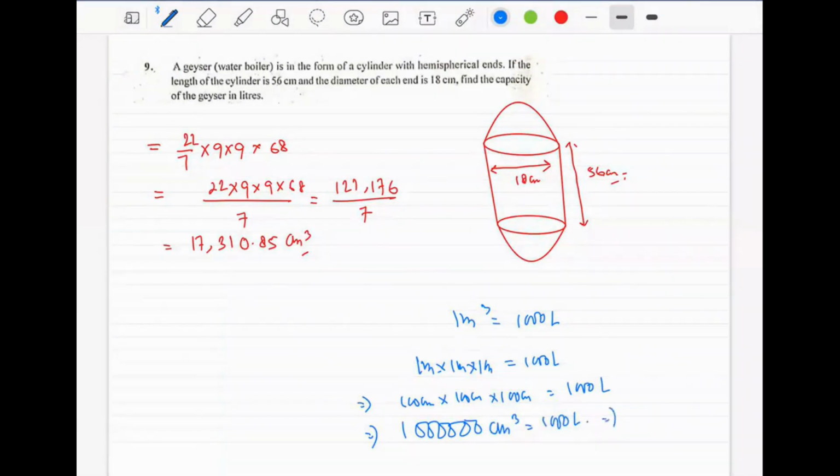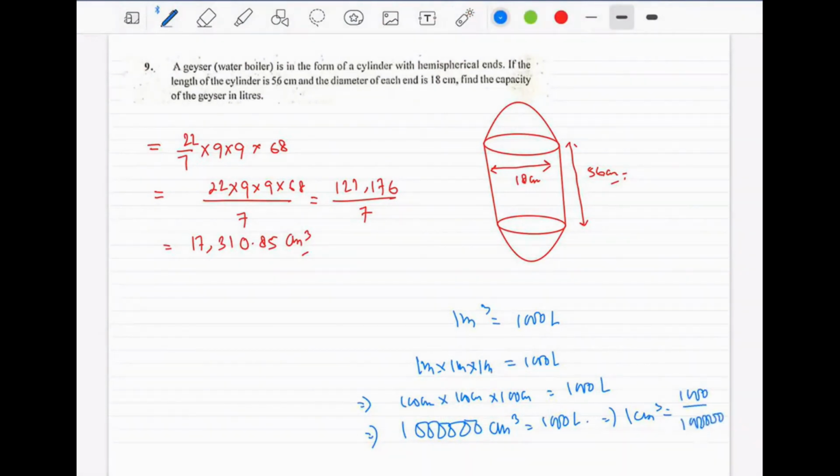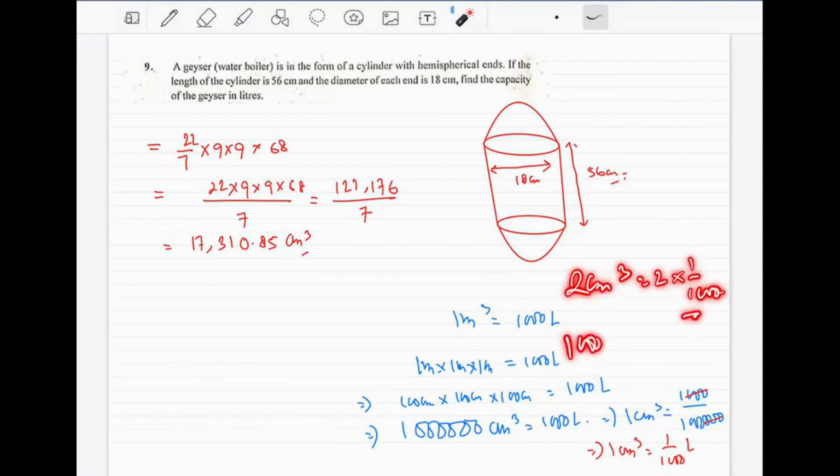And if I convert this, this portion will come to the other side, and we are going to have 1000 divided by 1 followed by 3 zeros. If you cancel the 3 zeros above and 3 zeros below, we are going to have 1 centimeter cube is equal to 1 by 1000 liter. So 1 centimeter cube is 1 by 1000 liter. 2 centimeter cube will be 2 into 1 by 1000, right? 100 centimeter cube will be 100 into 1 by 1000, isn't it?